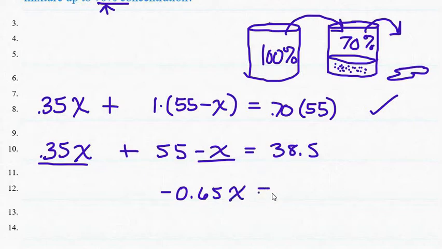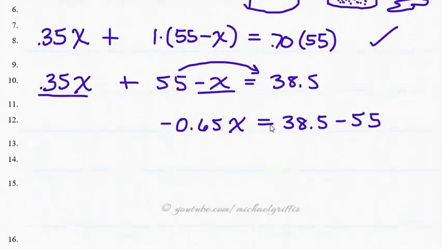x is equal to, now what you want to do is subtract 55 from both sides. I think of it as just taking that over. So 38.5 minus 55. All right, so 38.5 minus 55 is negative 16.5.